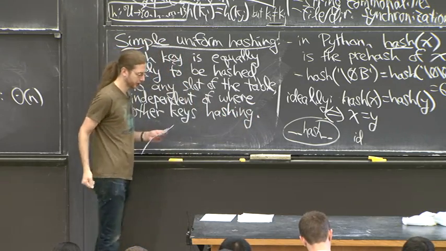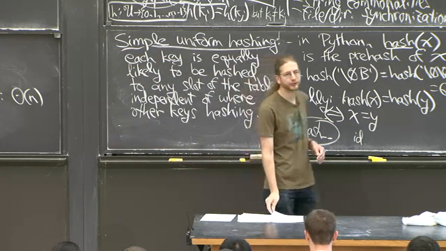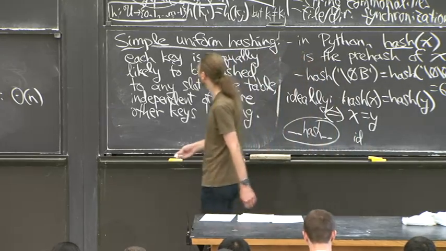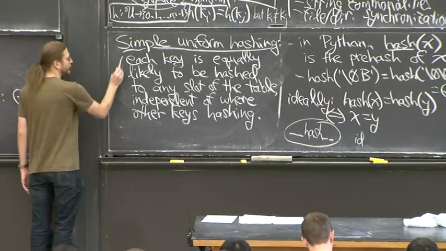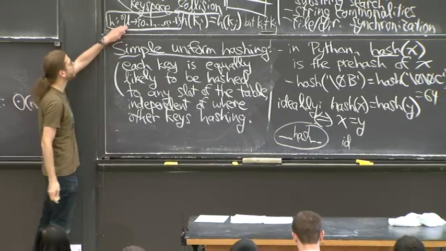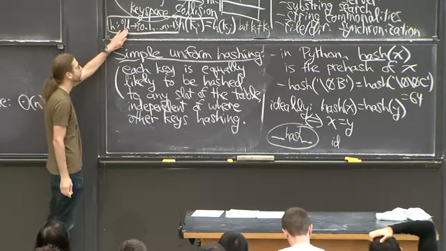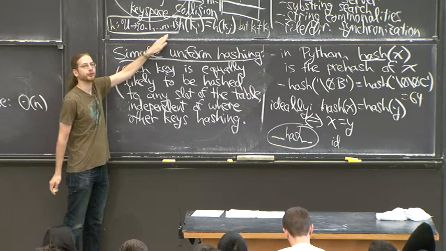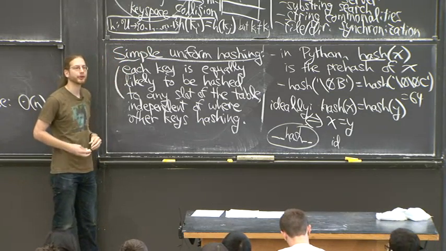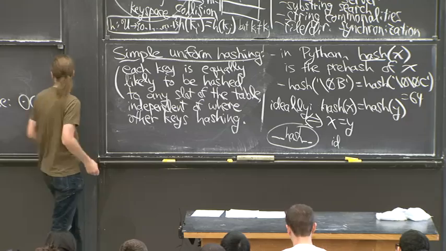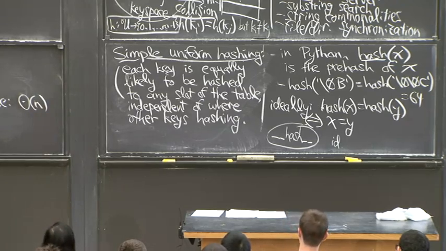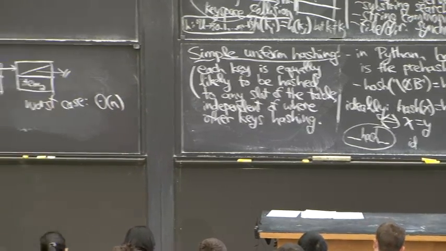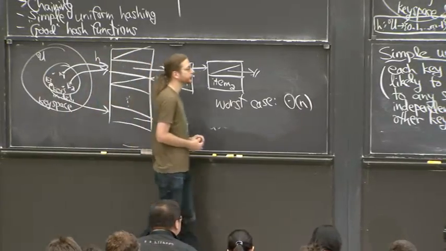Simple uniform hashing is essentially two probabilistic assumptions. The first one is uniformity. If you take some key in your space that you want to store, the hash function maps it to a uniform random choice. This is, of course, what you want to happen. Each of these slots here is equally likely to be hashed to. Okay, that's a good start.